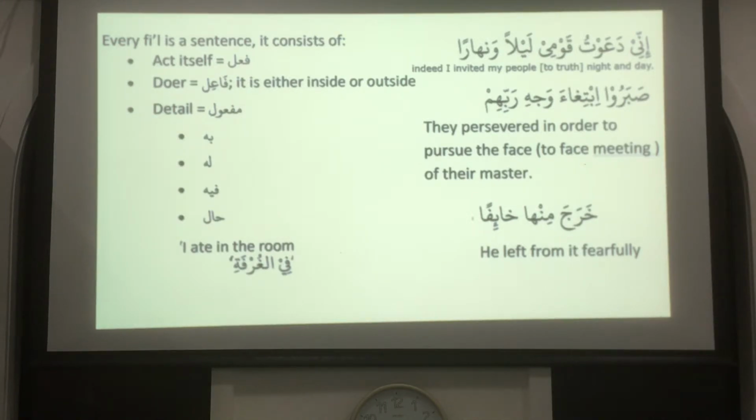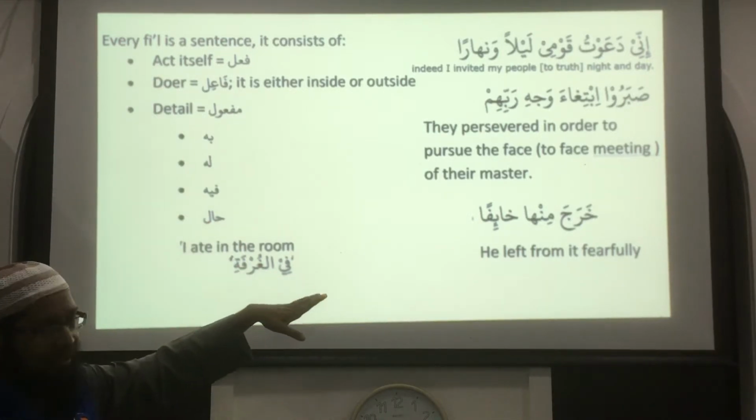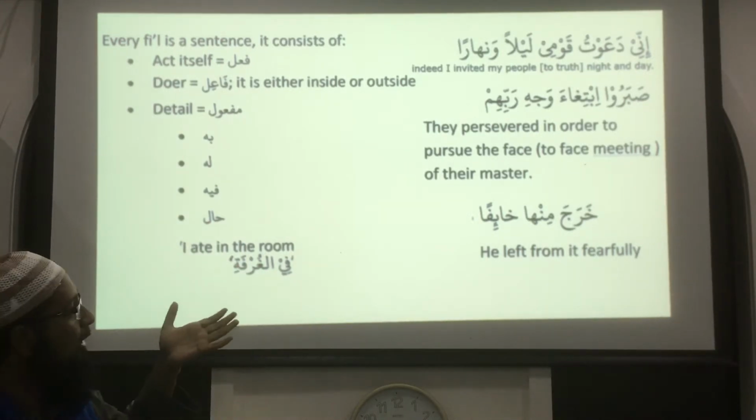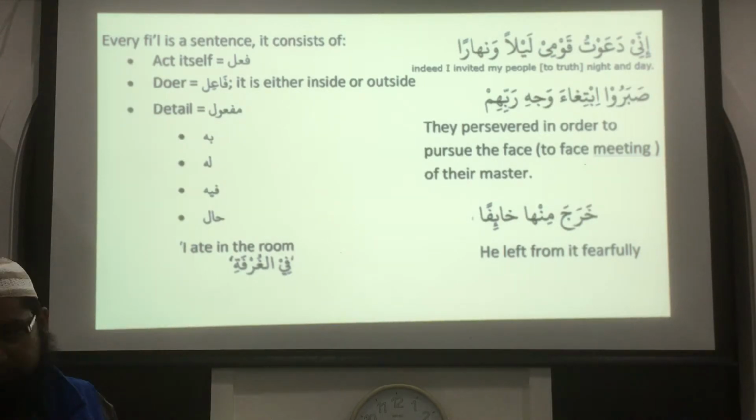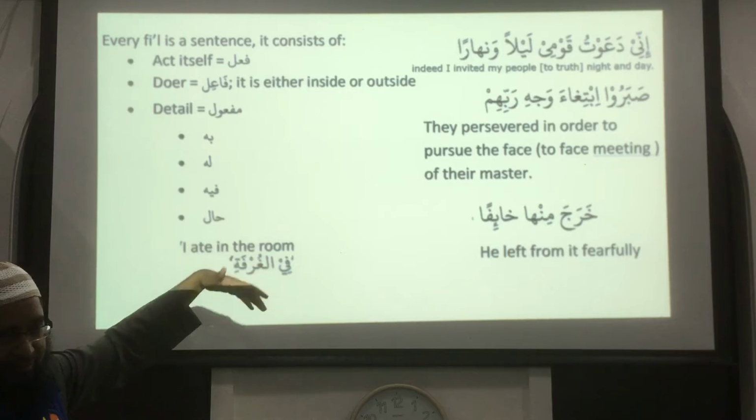This one, kharaja minha khaifan. He left from it fearful. Who is it talking about? Any guess? Musa alayhi salam. Good. When he punched the guy, he left Egypt. Khaifan means fearfully. So this time we get one maful hal. How did he leave it? Khaifan, maful hal. Kharaja means he left. We can look for an outside doer, but there is no outside doer here. Minha, from it. So he left from where? That's the maful fihi. Minha is what?